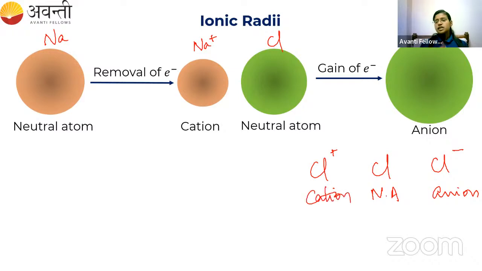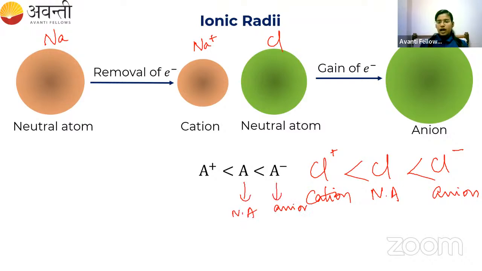Now, if I compare these three, the size of the anion will be more compared to the neutral atom, and the size of the neutral atom will be more compared to the cation. So generally you can write like this. If you are comparing a neutral atom with an anion, the anion will have the largest size. Then if you compare a cation and a neutral atom, the cation will have the smallest size compared to the neutral atom. The very important relation. Clear to all of you?